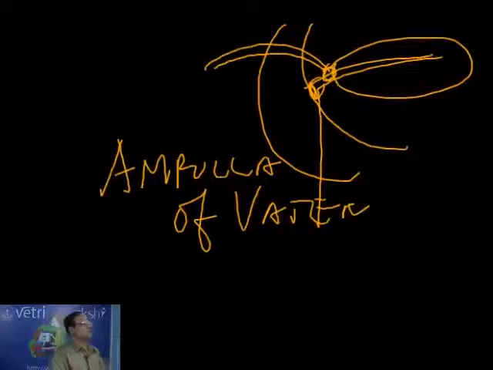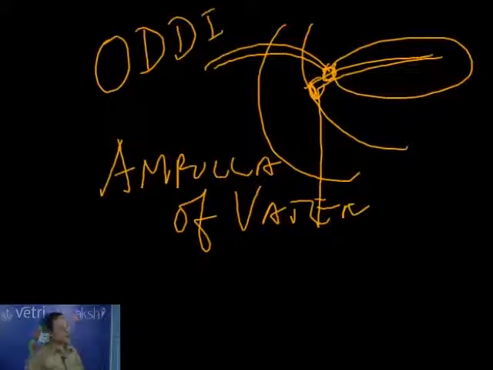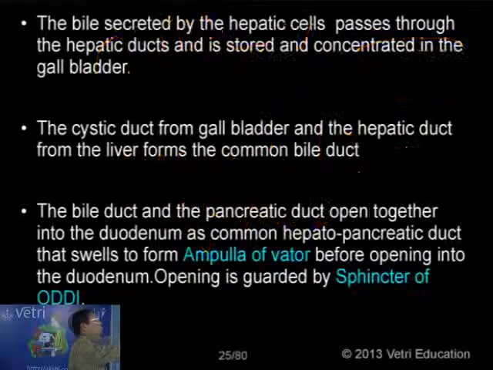So that is actually called, not the opening, the sphincter muscle, sphincter of Oddi, after the name of the person. A special type of sphincter muscle formed at the opening of the hepatopancreatic duct before it opens in the duodenum to regulate the flow of bile into the duodenum. Sphincter of Oddi. I'll show that one.